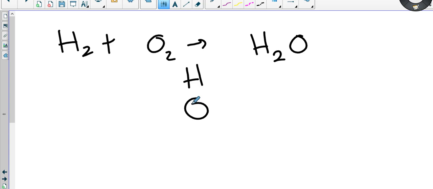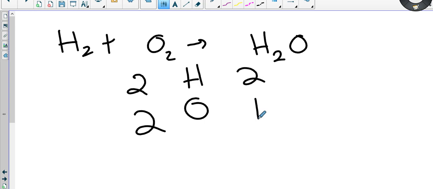So once I do that, I'm going to see how many hydrogens I have. On the reactant side, I have 2 hydrogens and 2 oxygens. Have I lost anybody on that? Pretty straightforward. On the product side, I have 2 hydrogens and I only have 1 oxygen. This 2 only applies to the hydrogen.